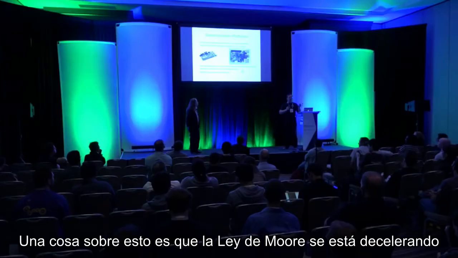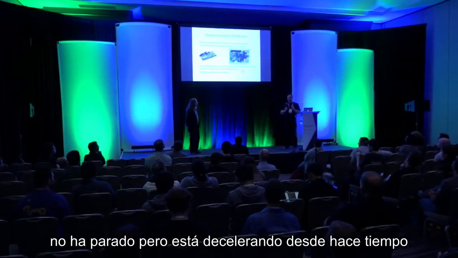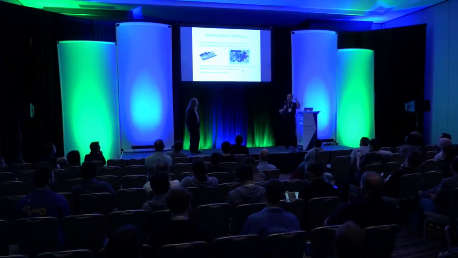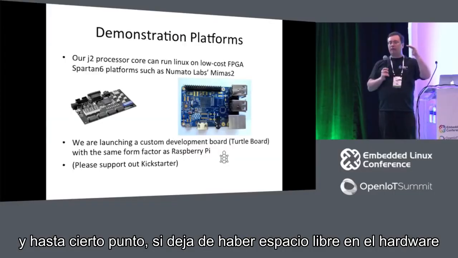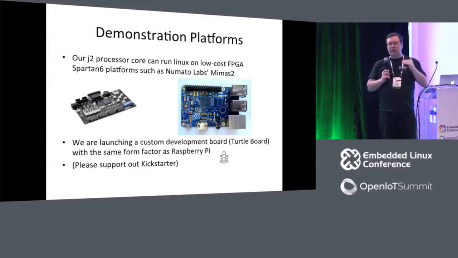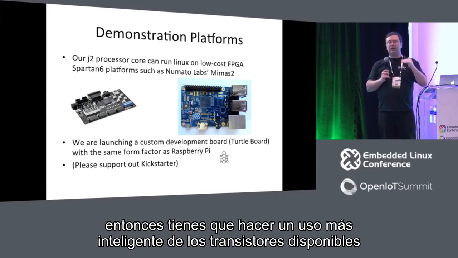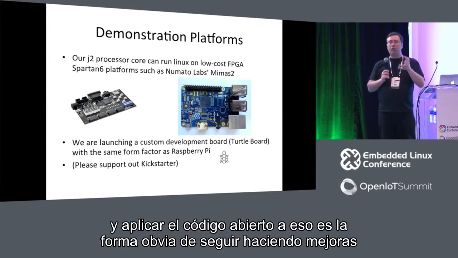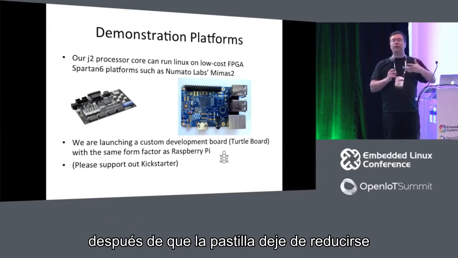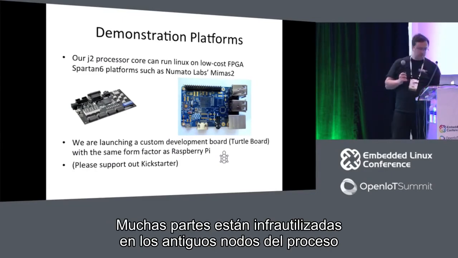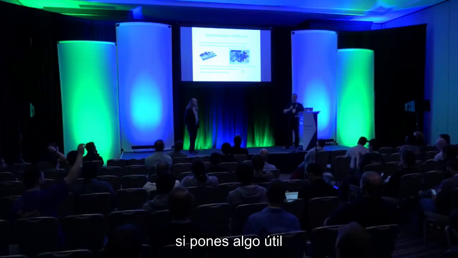One of the things about this is that Moore's Law is slowing down. It hasn't stopped, but it's been slowing down for a while. And at a certain point, if your hardware advances are no longer free, then you have to make more intelligent use of the transistor budget you have. And unleashing open source on that is the obvious way to keep having improvements after die shrinks don't cut it anymore. There are many, many fabs that are underutilized at the older process nodes, for instance. Yeah, if you can put something useful in them.